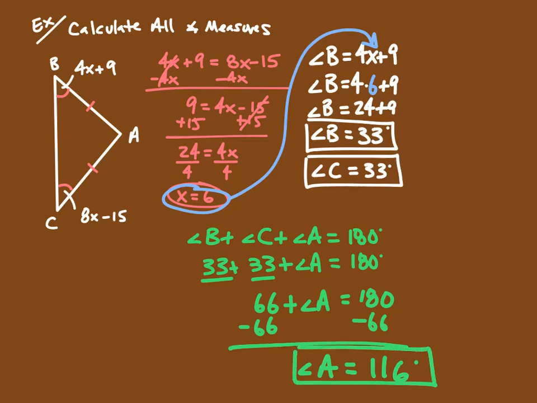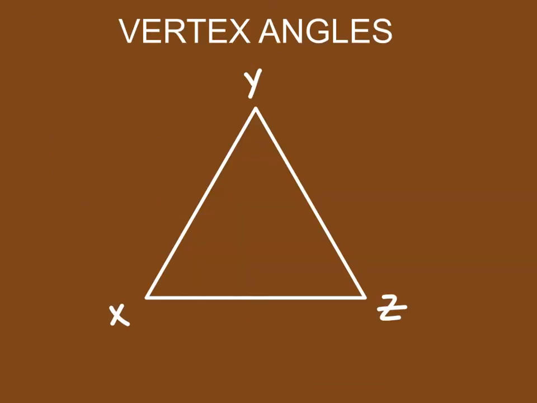So what we've done is we have solved and figured out what angle A is, what angle B is, and what angle C is. And that's the kind of thinking that's required to answer some of these questions about isosceles triangles. All right, the next thing I want to talk about is something that's special with the vertex angle.